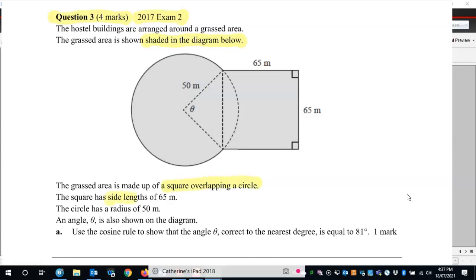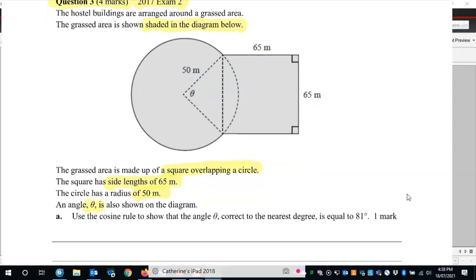The grass area is made up of a square overlapping a circle. The square has side lengths of 65 meters, and the circle has a radius of 50 meters. So in knowing that the square has side lengths of 65 meters, we know that that is 65 meters. And because that triangle goes from there to the outside edge of the circle, those side lengths are the radius. The angle is also shown on the diagram.